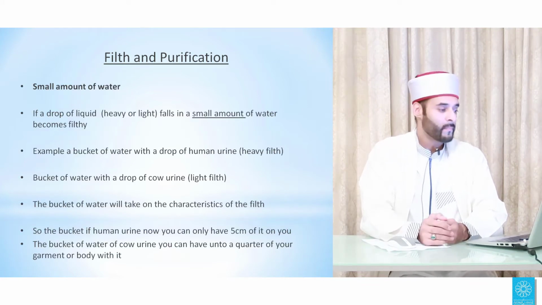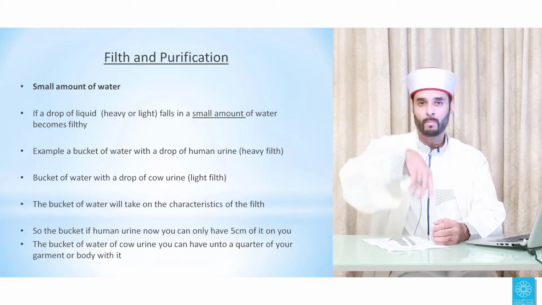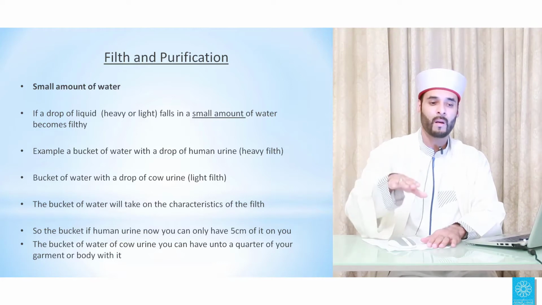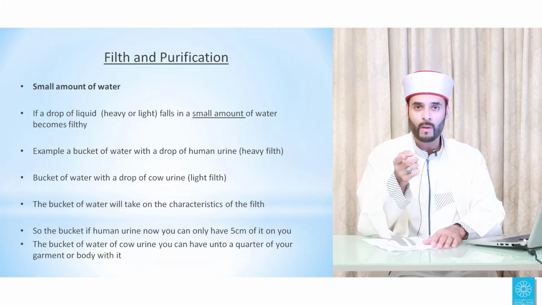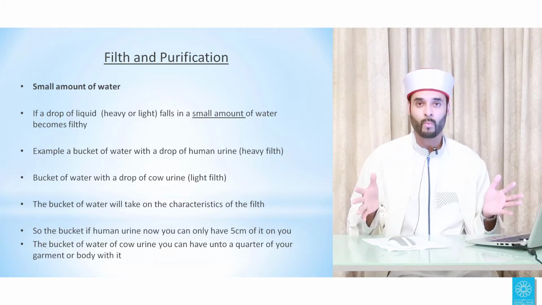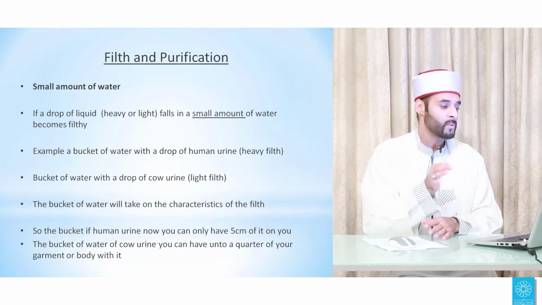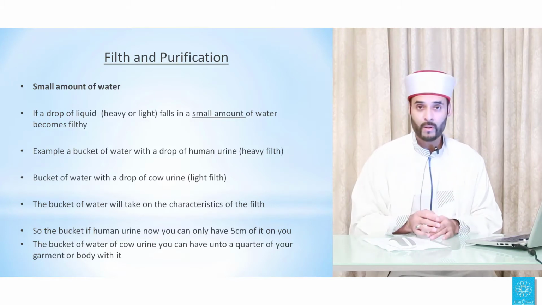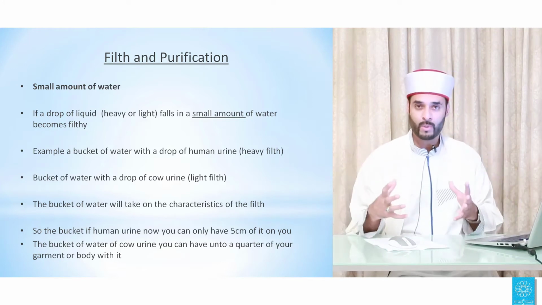Now, how about water? If a drop of liquid, heavy or light, falls in a small amount of water, it all becomes filthy. Now, what's a small amount? We discussed this before. It's 10 cubits by 10 cubits, with a depth deep enough that if you were to scoop it, the bottom wouldn't show. So if you were to drop a small amount of, say, urine in a bucket of water, the entire water would become impure. If you were to drop a drop of cow urine, which is considered light filth, it would take the same ruling. So now the whole bucket would take the same ruling.